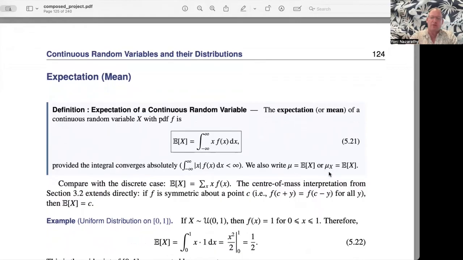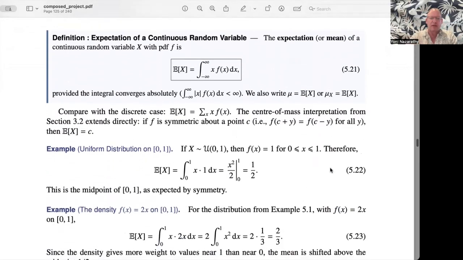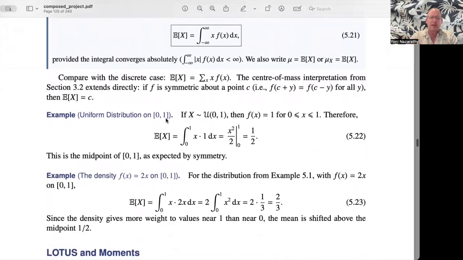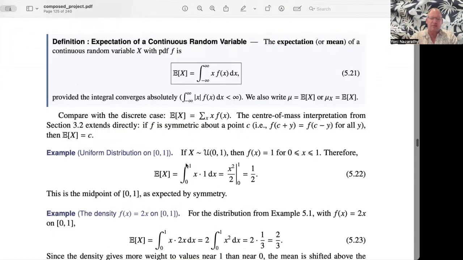We sometimes write mu for the expectation, sometimes we put a subscript x. Say we take a uniform distribution. The expectation is the integral over all of the domain, negative infinity to infinity, but the support is 0, 1. So what we're integrating is x times f of x, which is 1, and that gives x squared over 2. Substituting the boundaries, you get a half minus 0, and that's why you get a half for the mean.